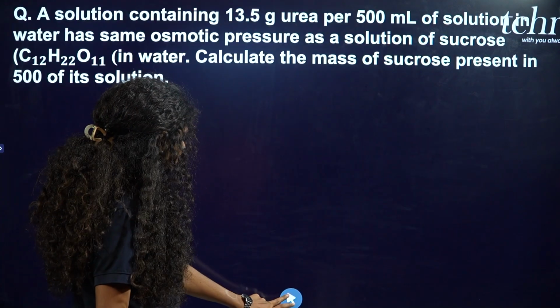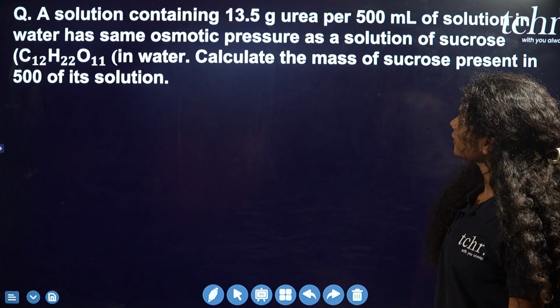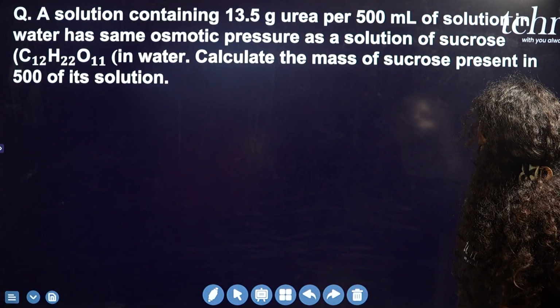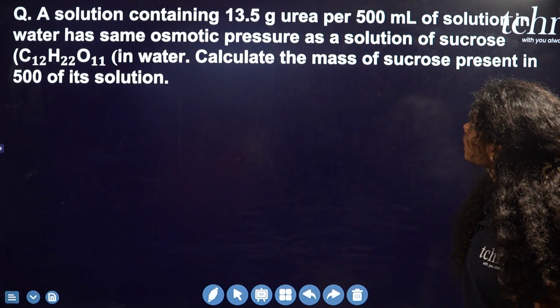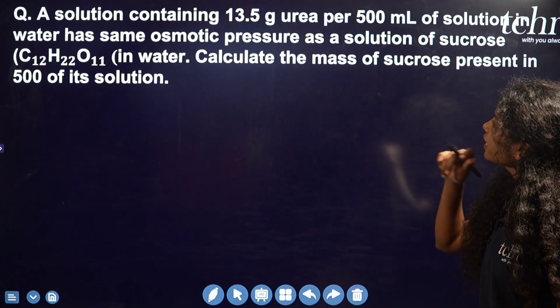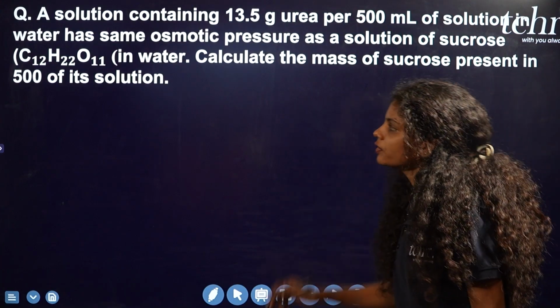So the first question is, let us understand the question. A solution containing 13.5 gram urea per 500 ml of solution in water has the same osmotic pressure as a solution of sucrose C12H22O11 in water. Calculate the mass of sucrose present in 500 ml of its solution.